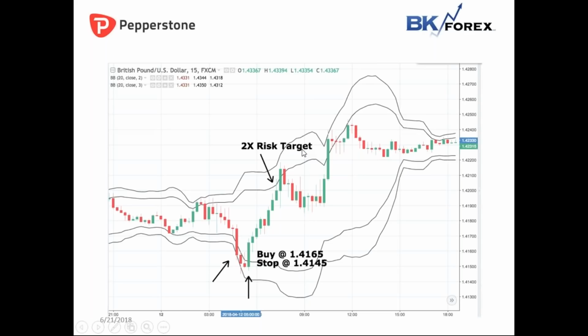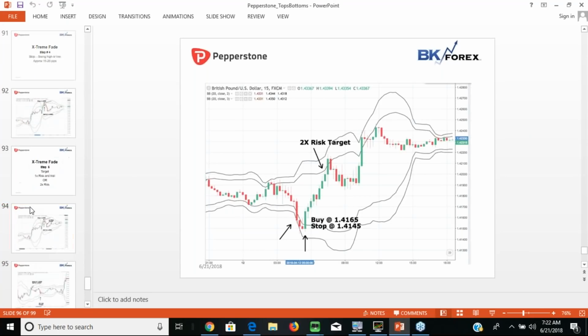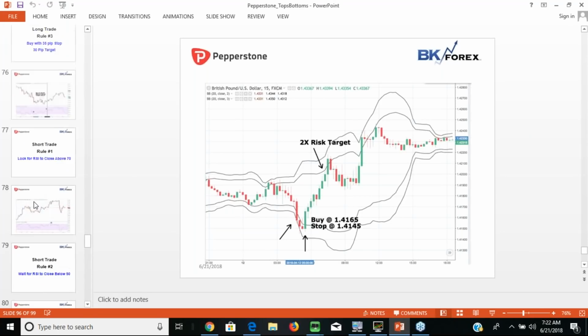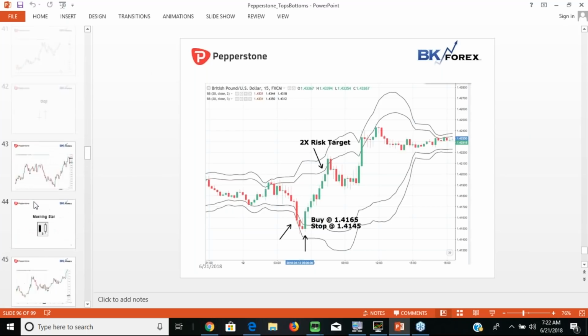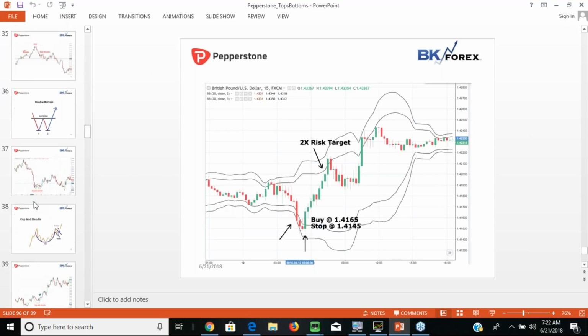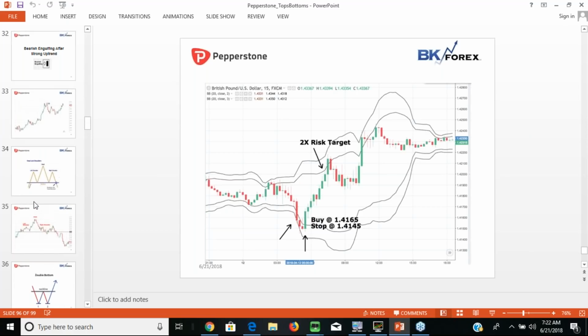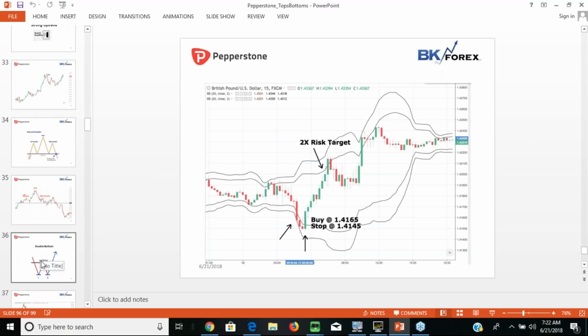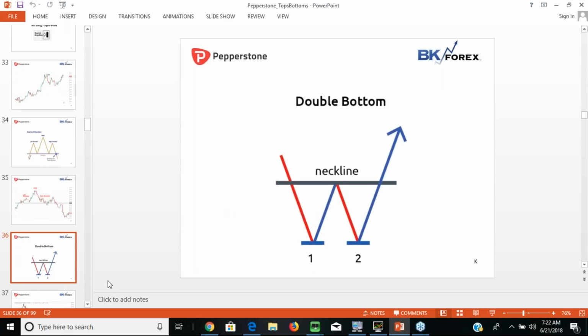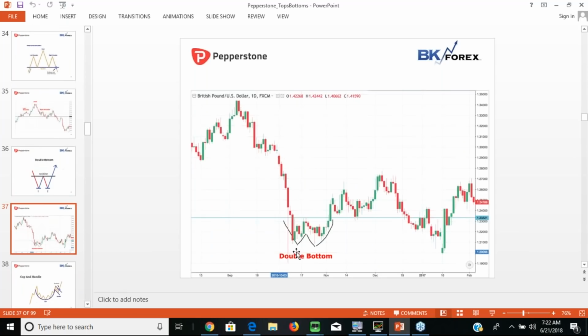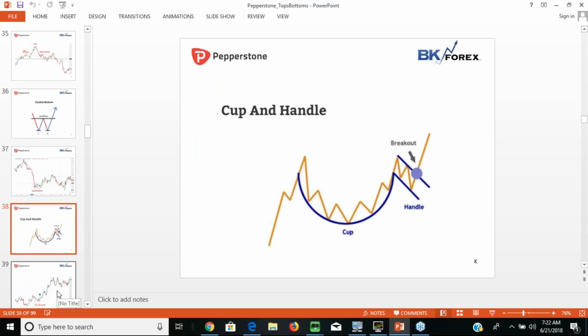Okay, before I go to questions, I skipped a couple of slides I want to go back to and just run through some of the other reversal setups that tend to work well. Double bottoms are very popular. You don't see them very often, but when you do see them, it can be very powerful. But also with the double bottom, these are finding long trades. Your stop tends to be quite significant. Cup and handles, you tend to see quite often.